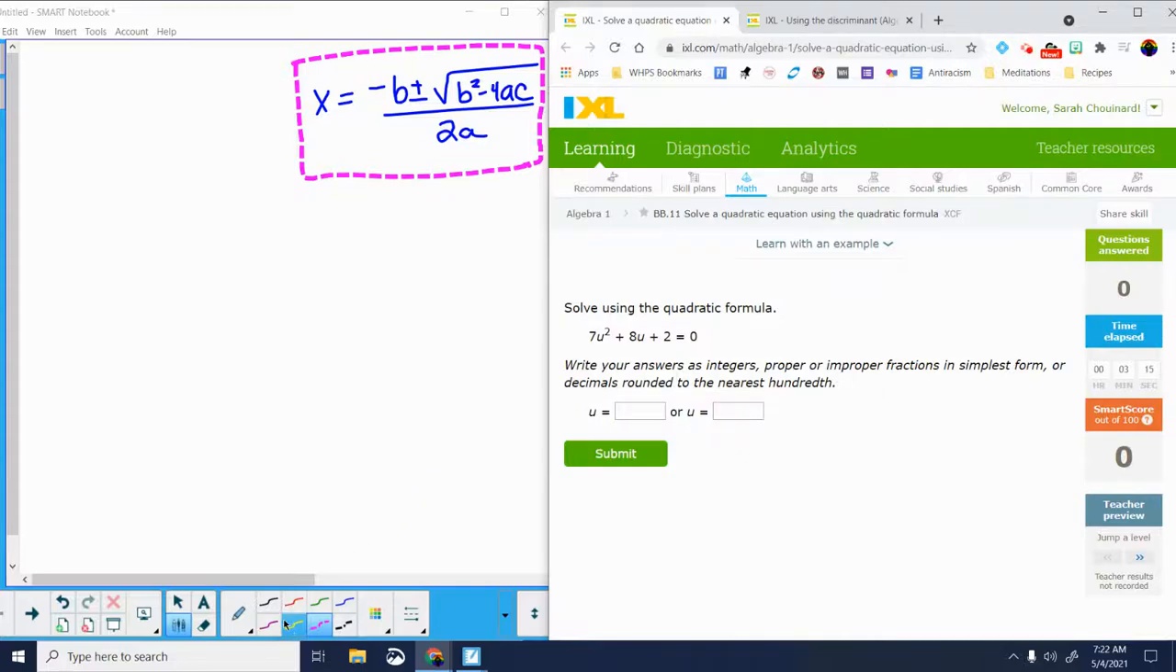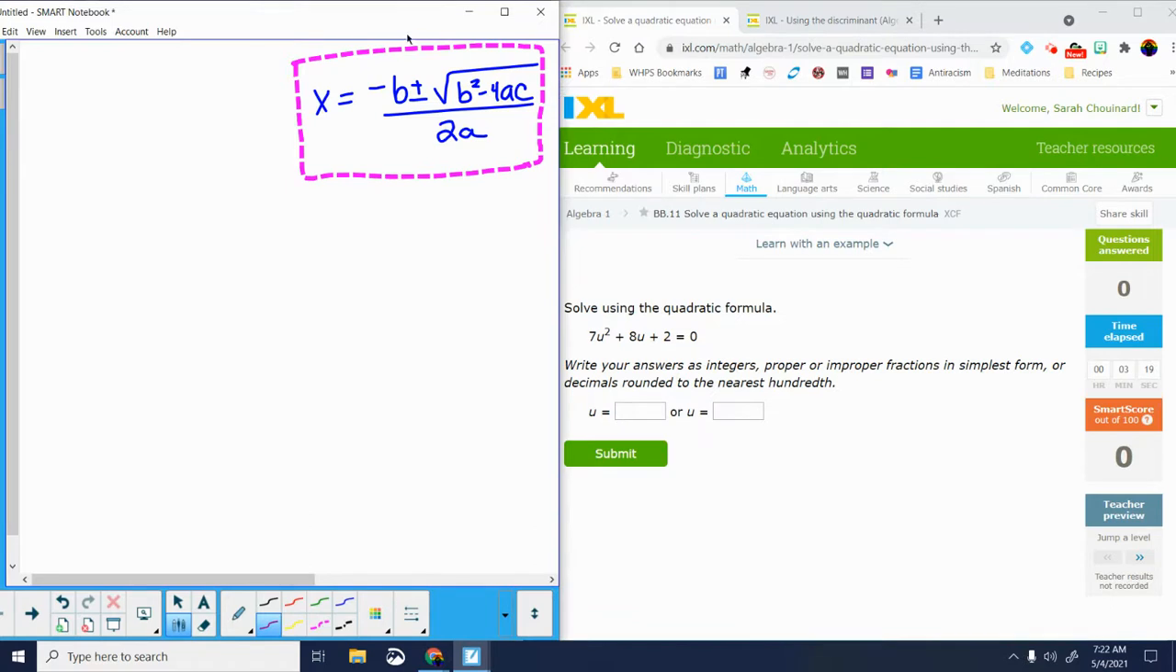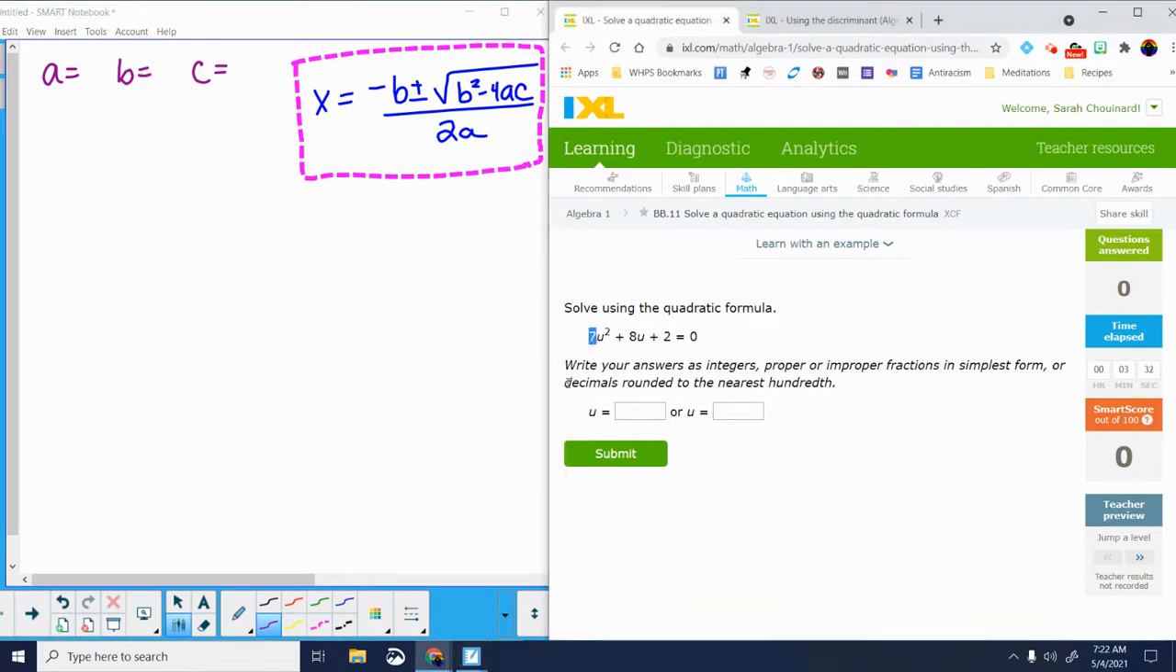Alrighty, so let's solve this quadratic using the quadratic formula. So I have the formula written out here for us. And so the first thing that I want to do is identify what A, B, and C are in the problem. So in this problem, A is the number in front of the squared term. So in this case, it's 7.